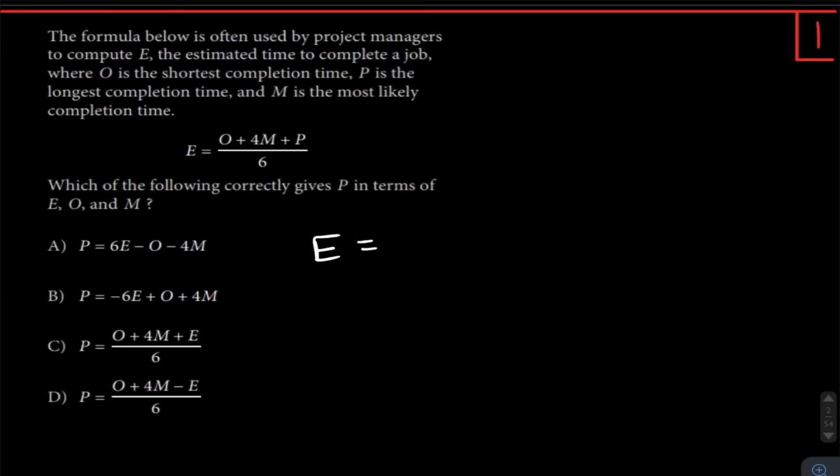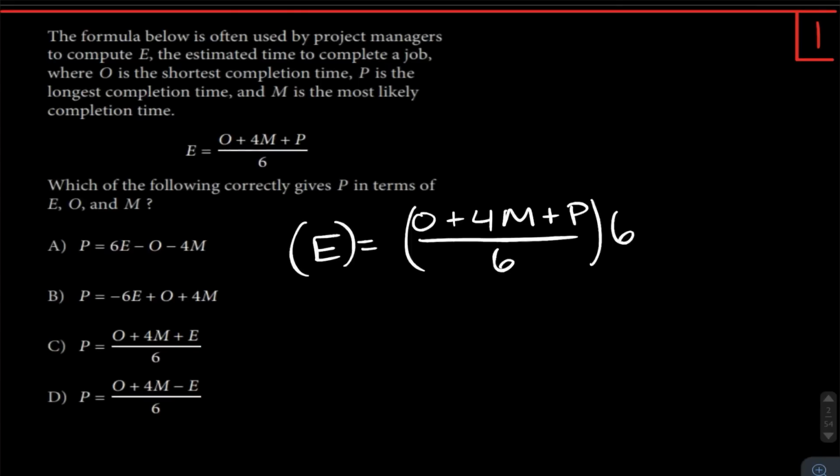If we go through, and I'll just rewrite this over here, and we multiply that 6 on both sides, well, now those 6's are going to cancel out on the right side. And so you lose the fraction. And then on the left-hand side, you just end up with 6E. And so 6E is going to equal O plus 4M plus P.